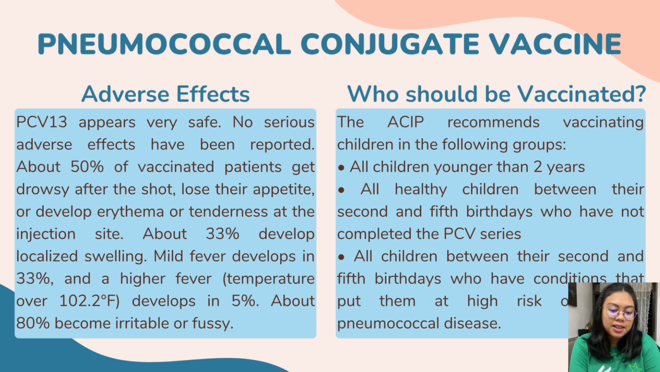Who should be vaccinated? It recommends vaccinating children in the following groups: all children younger than 2 years, all healthy children between their 2nd and 5th birthdays who have not completed the PCV series, and all children between their 2nd and 5th birthdays who have conditions that put them at high risk of serious pneumococcal diseases.